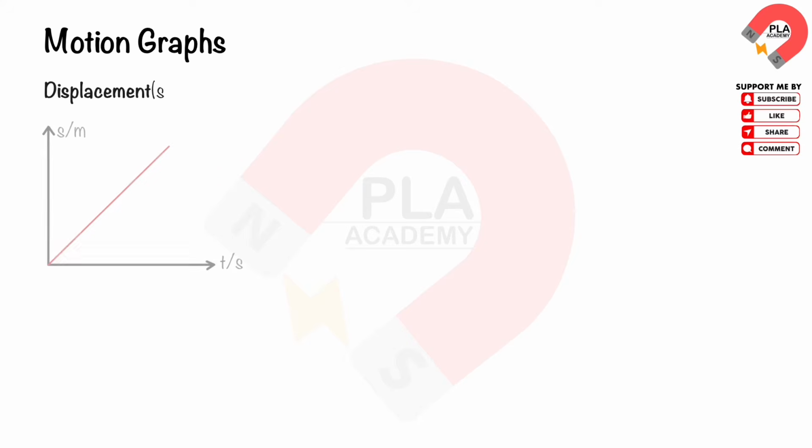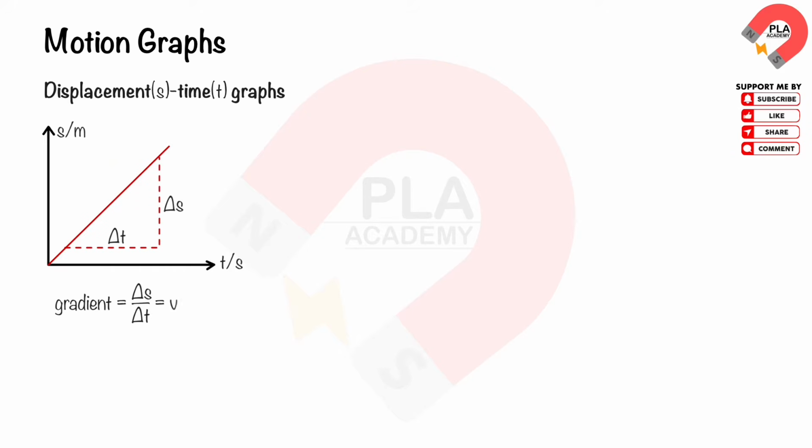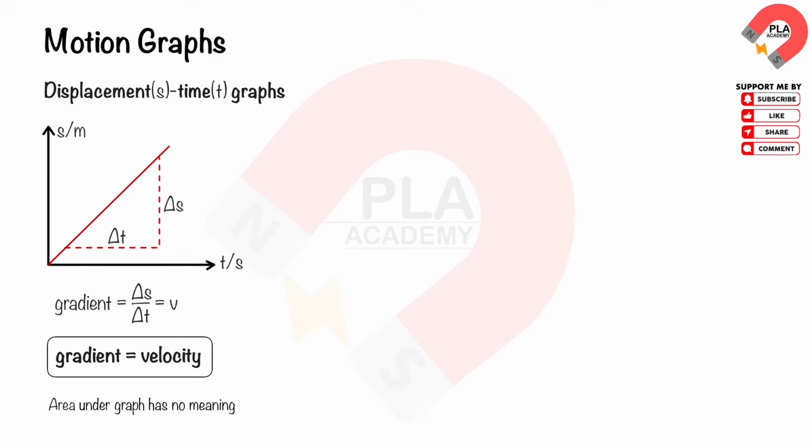Motion graphs. Displacement-time graph. Its gradient is change in displacement over change in time, which is equal to velocity. So, the gradient of a displacement-time graph is velocity, while its area under graph does not have a meaning.